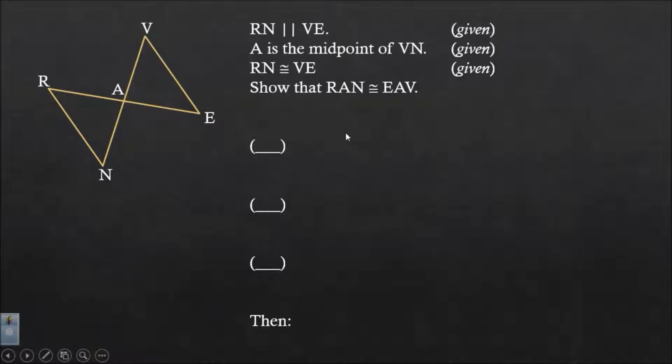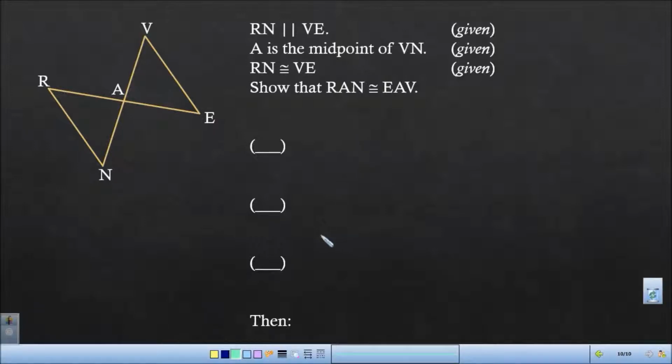Okay, here we go again. Now this one's a very interesting proof because we actually have enough to do our new type of theorem as well. But this is intended to give us an angle. This is intended to give us a side, and this is intended to give us a side. Okay, so this looks like it's going to be a side angle side proof as well, and it well could have been because of the vertical angles. But check it out. A is the midpoint of VN, means that you're going to have VA congruent to AN. That's one of your sides. The other one is that RN is congruent to VE.